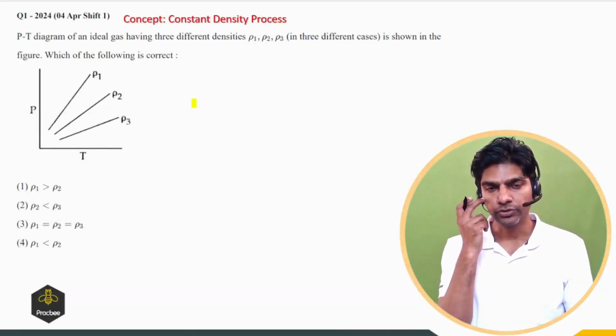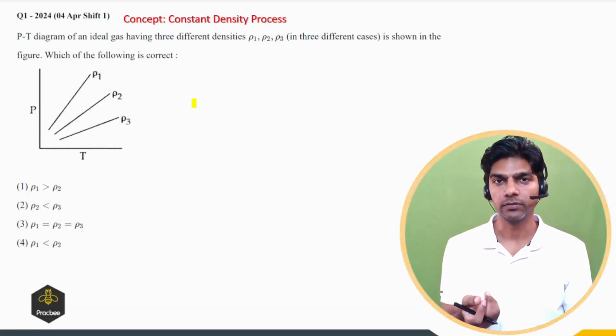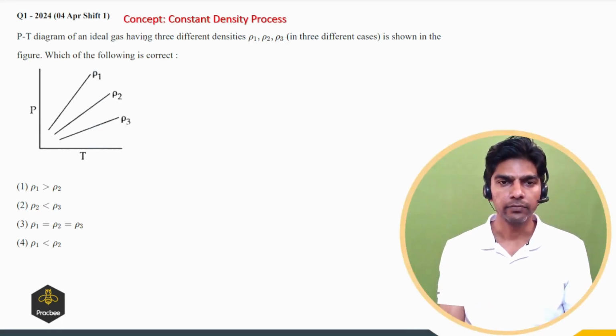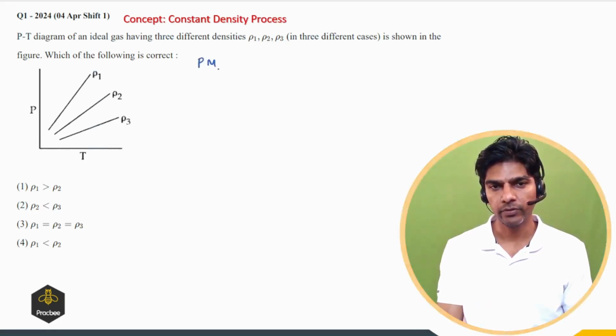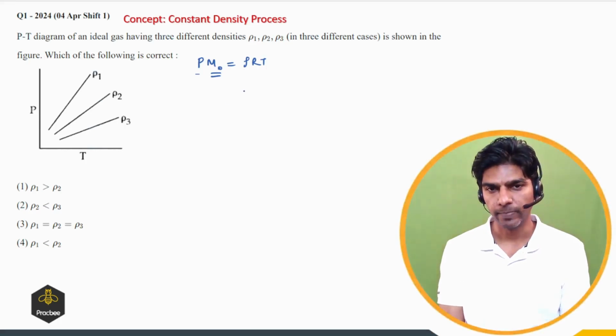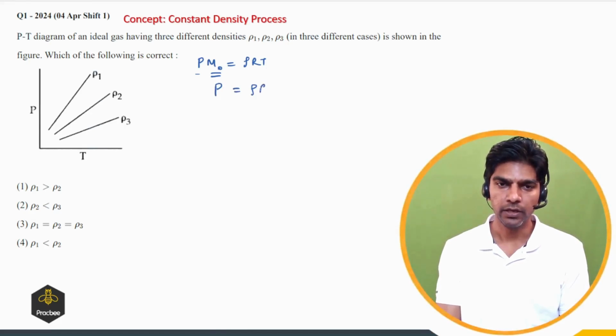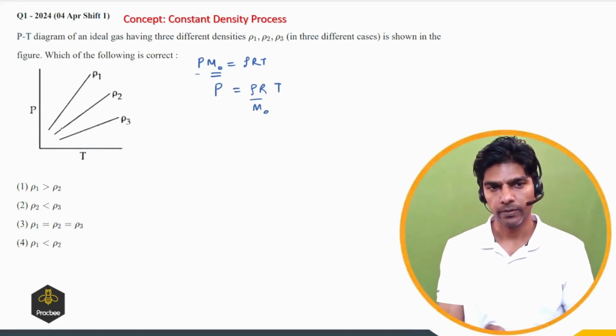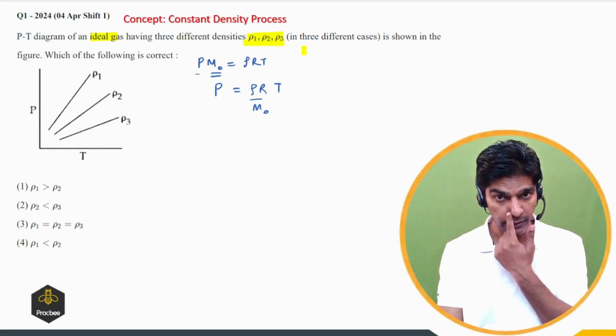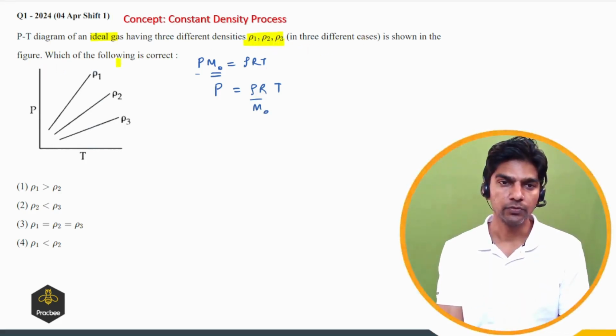Now let us see the question based on the concept when the density of the gas is constant, and here we have to use this relation that P m naught is equal to rho RT, where m naught is the molar mass of the gas, right? P is the pressure, T is the temperature, and rho is the density, and R is the gas constant. So here P can be written as rho R by m naught times T, and we have given that it's a straight line, and we have given 3 densities. So the PT diagram of an ideal gas having 3 different densities, rho 1, rho 2, and rho 3, in 3 different cases is shown. Which of the following is correct?